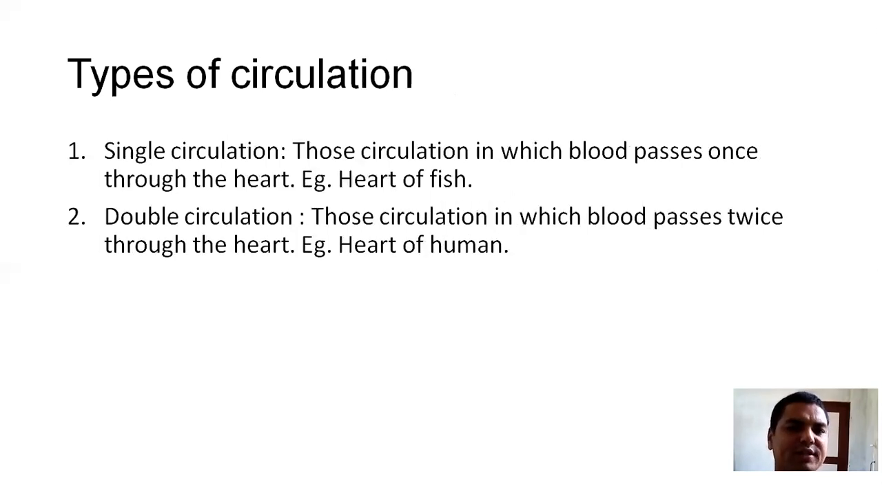Types of circulation. There are two types of circulation. They are single circulation and double circulation. Those circulations in which blood passes once through the heart is called single circulation. Example, heart of fish. And those circulations in which blood passes twice through the heart is called double circulation. Example, heart of human.